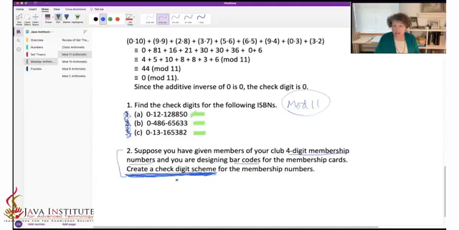So what I'm asking you to do is create a new scheme, and you can use whatever mod you want. You can use whatever addition you want. You can have, and I'm saying a scheme, you can have 2 check digits. You can have 5 check digits, whatever you want. So I want you to be creative.